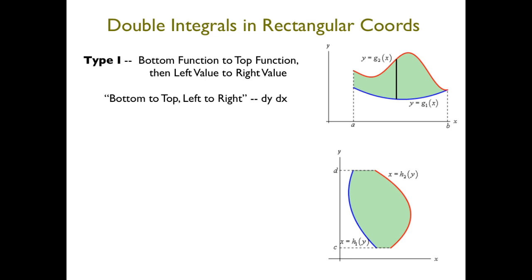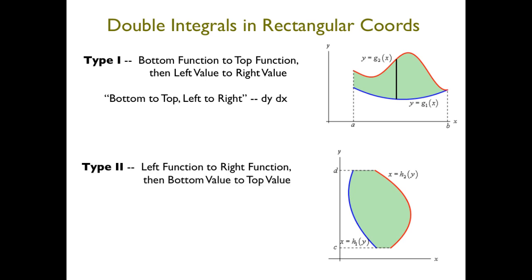Okay, and then type 2 would be what? What would be our mantra for type 2? Left to right, bottom to top, right? Left function to right function, and then bottom value to top value. Or left to right, bottom to top, that's dx dy. So can you imagine this if I were to make an animation of that? Explain to the person next to you, what would that animation look like that would show this type 2 approach?